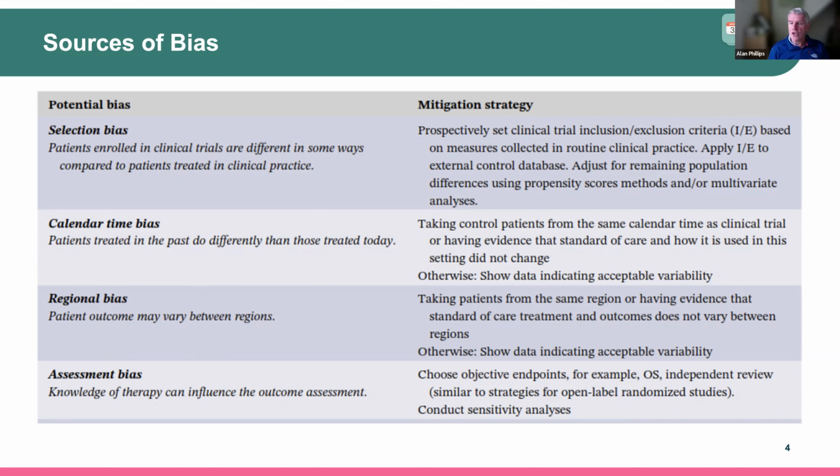Now, again, a mitigation strategy is to try and choose objective endpoints. For example, in oncology, you might want to choose overall survival. For the more subjective endpoints, you might actually want to implement an independent review, similar to open label randomized studies, where even for the historical data, you review what the outcome is using the source data. But it's a risk. It's a potential source of bias that as a statistician, and I would even argue as a trialist, you need to be aware of when using historical control studies.